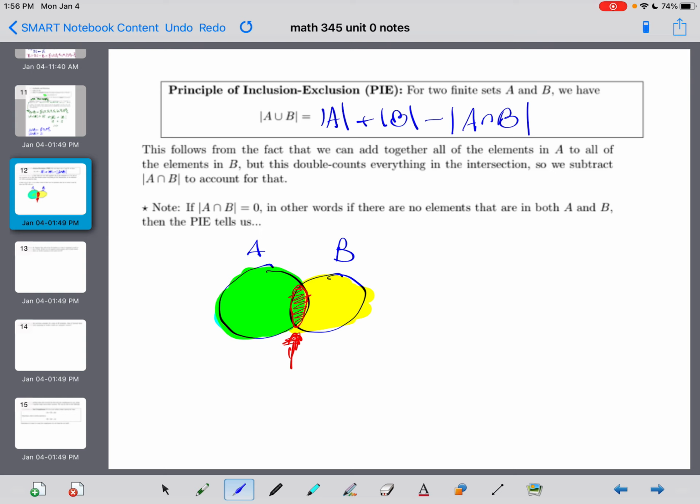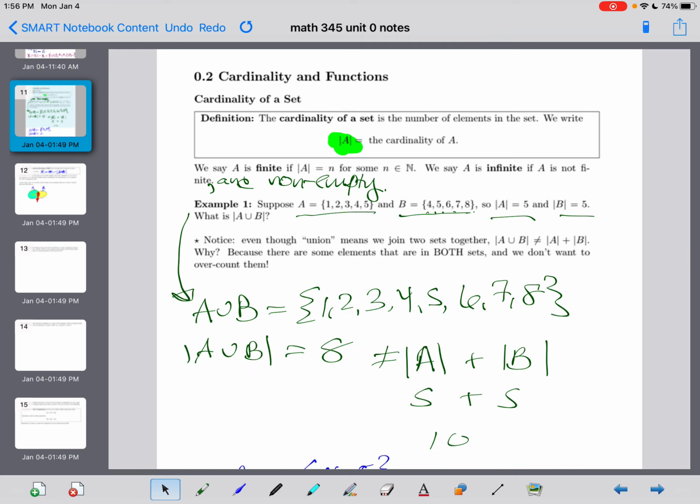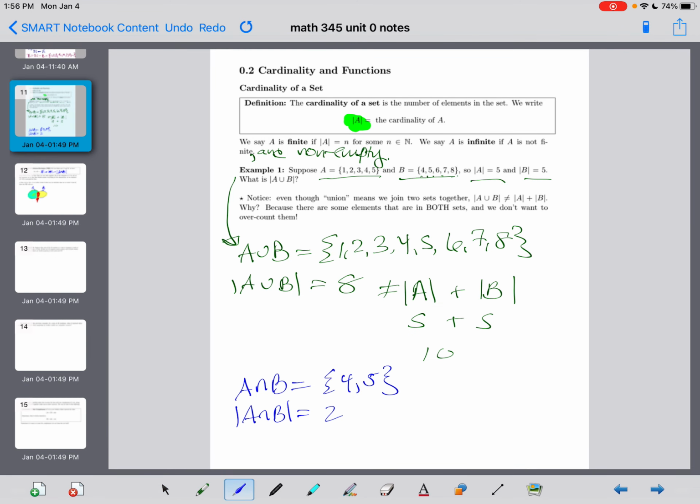It says to find the cardinality of the union, add together the two cardinalities of the individual sets, and then subtract the cardinality of the intersection. And we can verify that this works in this last example here: the cardinality of A union B was equal to the cardinality of A plus the cardinality of B minus the cardinality of the intersection. Right? The union had 8 elements, A had 5, B had 5, and the intersection we said had 2.